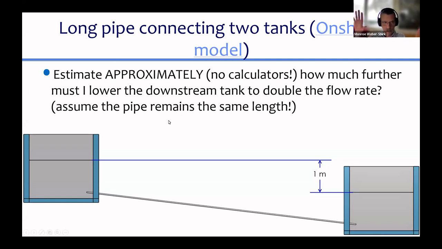And you can assume that when I move these tanks around, the pipe remains the same length. Remember this problem very carefully: estimate approximately how much further. So right now there's 1 meter here. How much further must I lower this in order to double the flow rate? I'm going to drop that second tank a certain number of meters. How many meters do I need? We're seeing 3 different answers. The most popular one is 1 meter, and then there are several with 3 meters, and one or more with 4 meters.